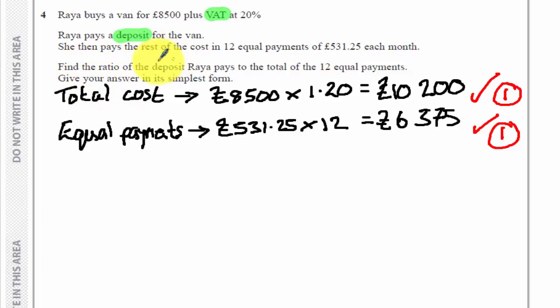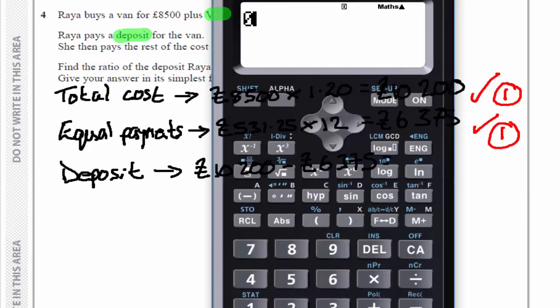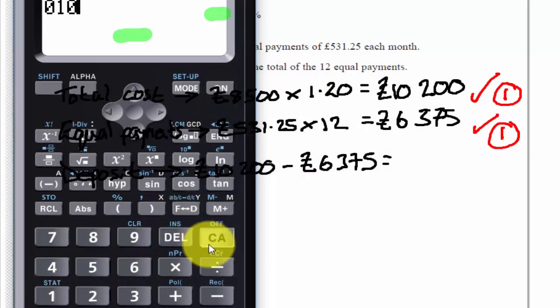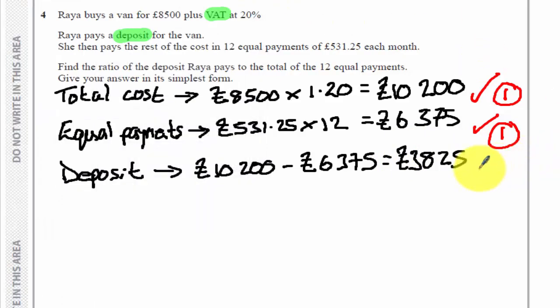I need to know what the deposit is though, because that's going to be how I write my ratio at the end. So the deposit must have been the total cost, 10,200, minus 6,375, the amount paid over the 12 months. Again, I've shown my workings, and I've got 10,200 minus 6,375. So the deposit must have been 3,825. And now I've got my third mark.